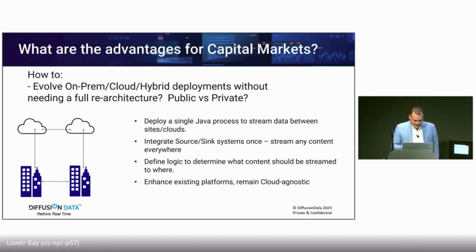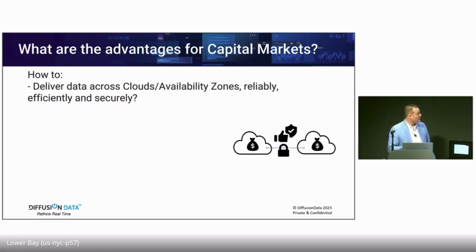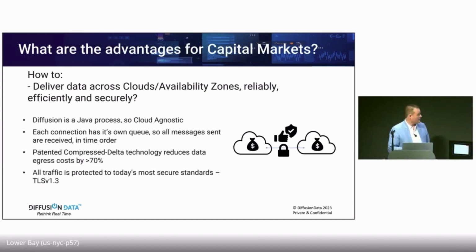And we've mentioned before, we are of course cloud agnostic, being a Java jar file. So how do we deliver data across clouds, across availability zones and so forth, reliably, efficiently and securely? Well, I've mentioned that we're a Java process. The second point here is that every single connected consumer is given its own queue on the Diffusion server. So each consumer is consuming the data at its own rate.